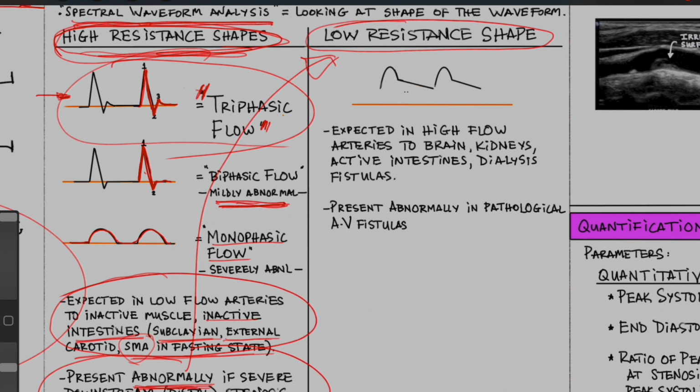Low resistance shapes look like this. It would sound like, because the flow is constant. Right, there is constant flow. It varies throughout the cardiac cycle, but it's present throughout the entirety of the cardiac cycle, as opposed to the triphasic flow over here, which would sound like.